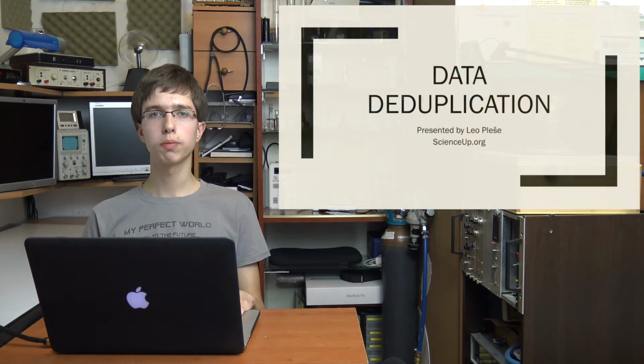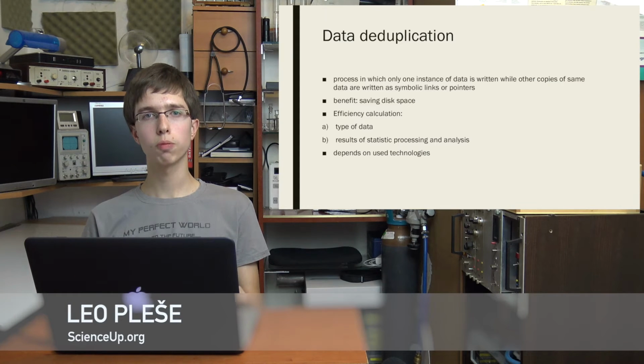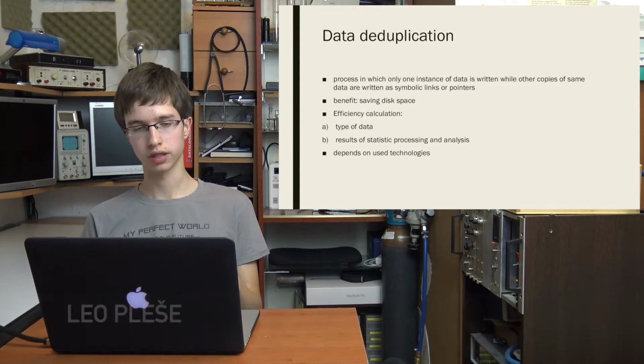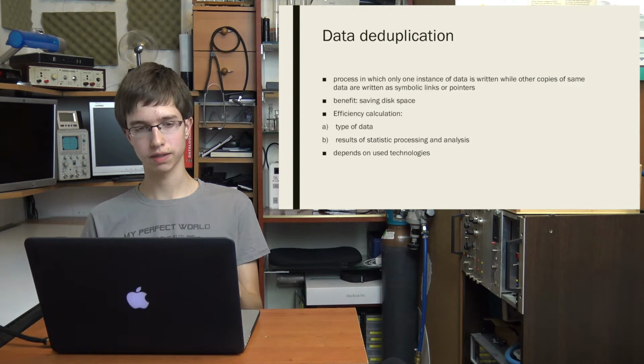Today we're going to talk about data deduplication. Data deduplication is a process in which only one instance of data is written, while other copies of the same data are written as symbolic links or pointers. The benefit from this process is saving disk space.